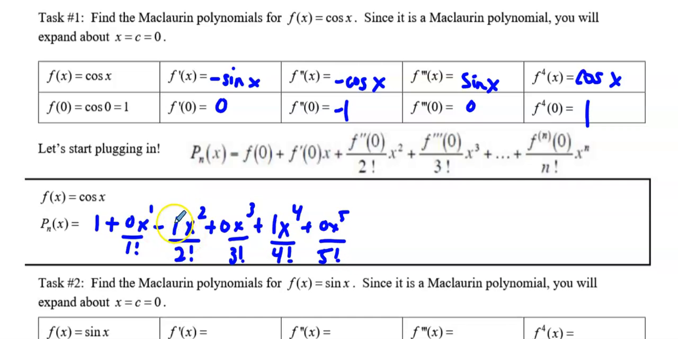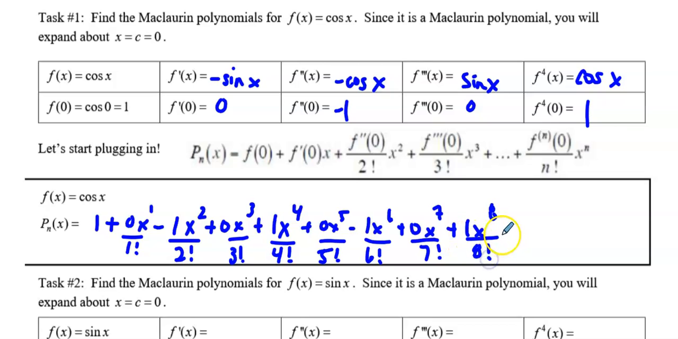So I want you guys to see these things right here. And then remember that we would do a negative, so it'd be minus 1 x to the 6 over 6 factorial. And then it would be a plus here, right? So plus 0 x to the 7th over 7 factorial. And then plus 1 x to the 8th over 8 factorial. And then we're going to do plus dot, dot, dot.